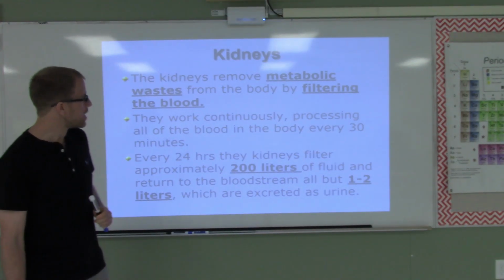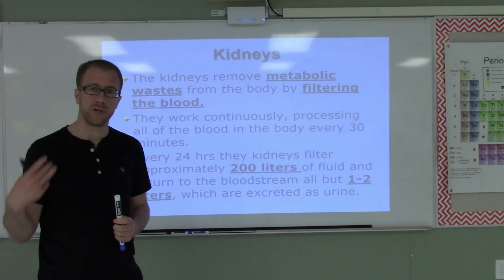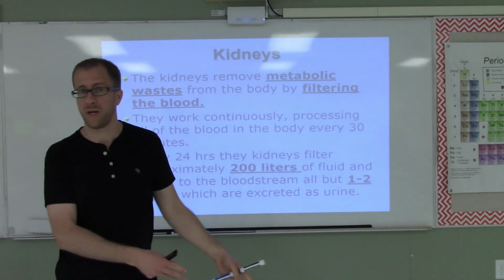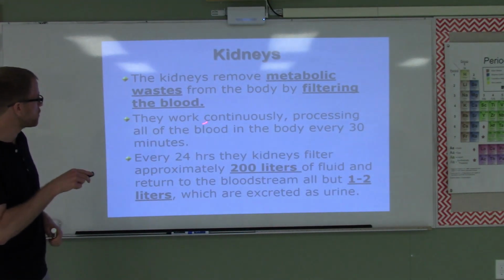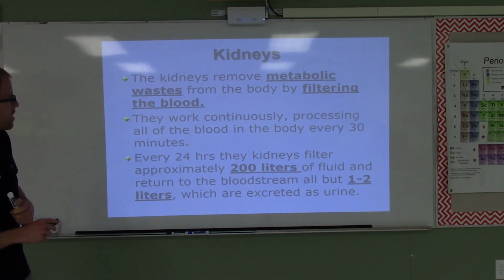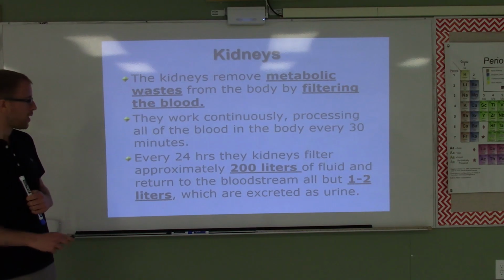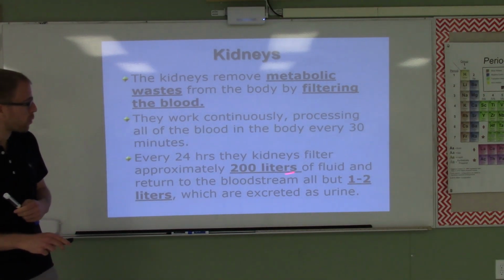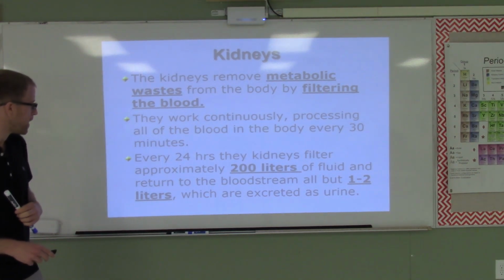Now, the kidney is essential for removing metabolic waste that's produced when you do things like break down proteins, for example. It does so by filtering the blood. Now, they work continuously, processing all of the blood in the body every 30 minutes, and every 24 hours, they filter approximately 200 liters of fluid.